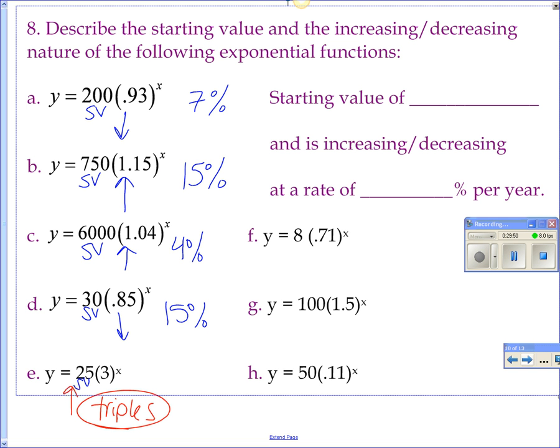All right, Chase. What's my starting value on this one? 8. Jack, is this one increasing or decreasing? Decreasing. Hallie, by what percent? All right, Jeremy, what's my starting value on G? 100. Stephen A., is it increasing or decreasing? Increasing.